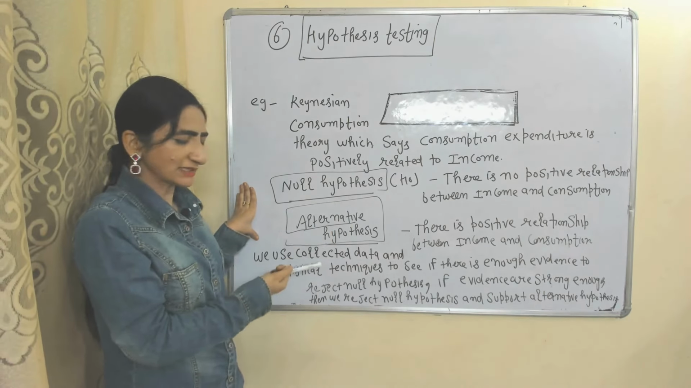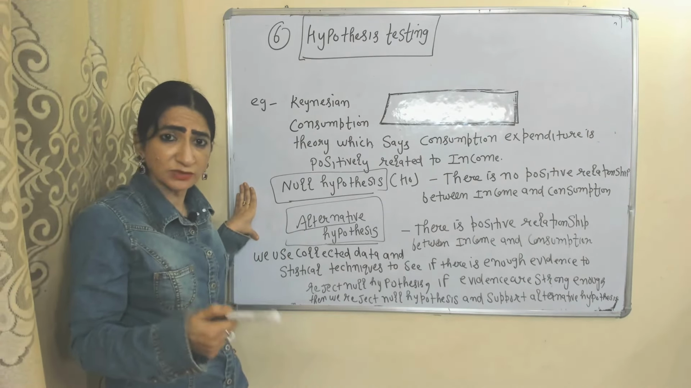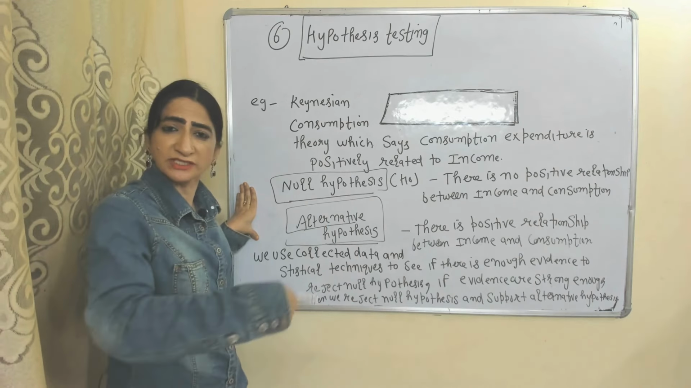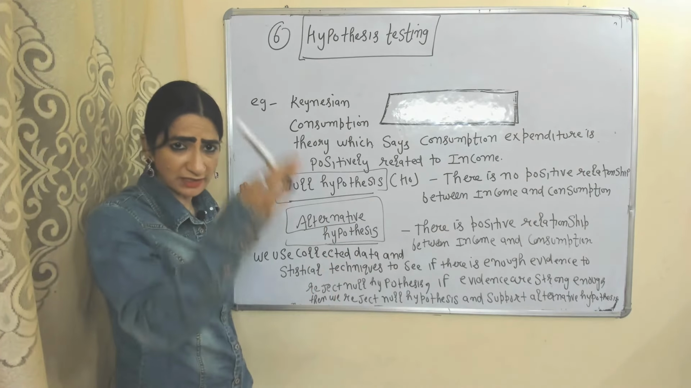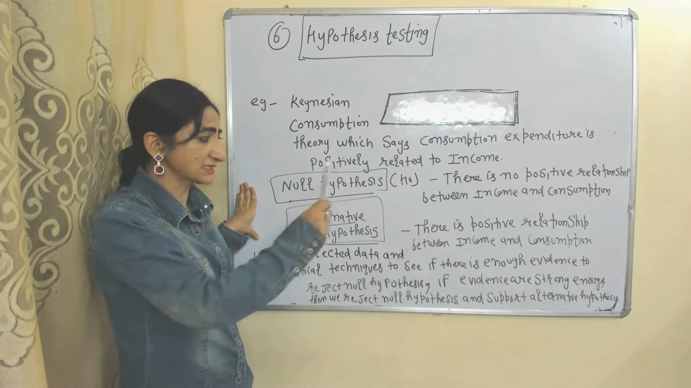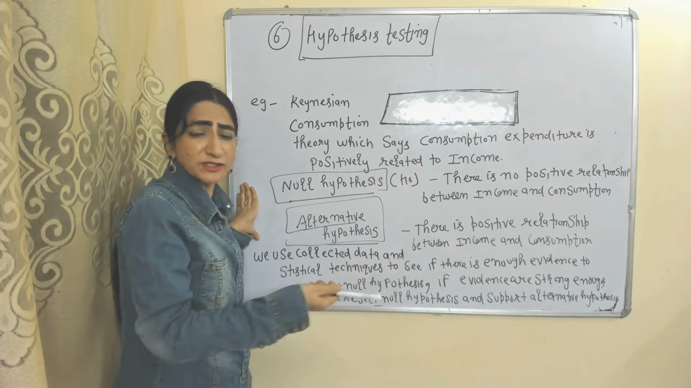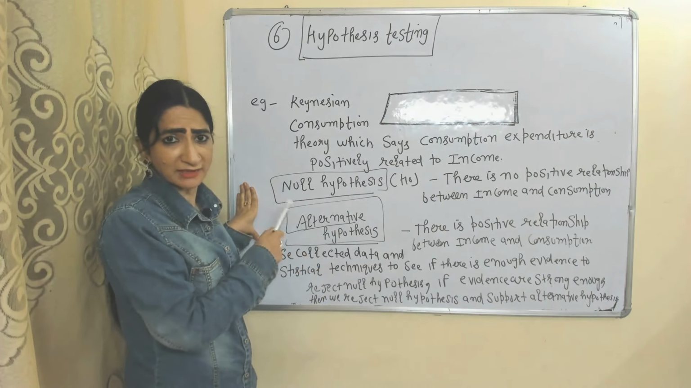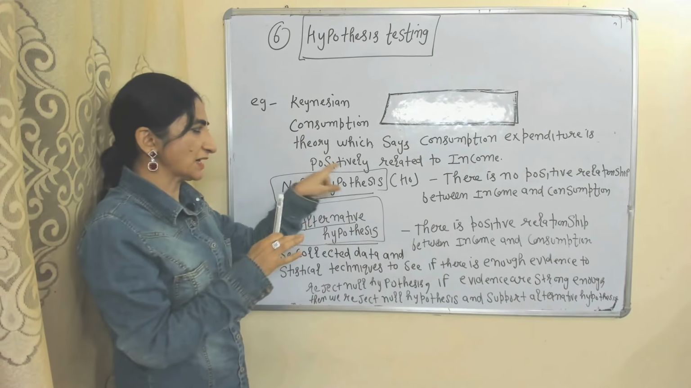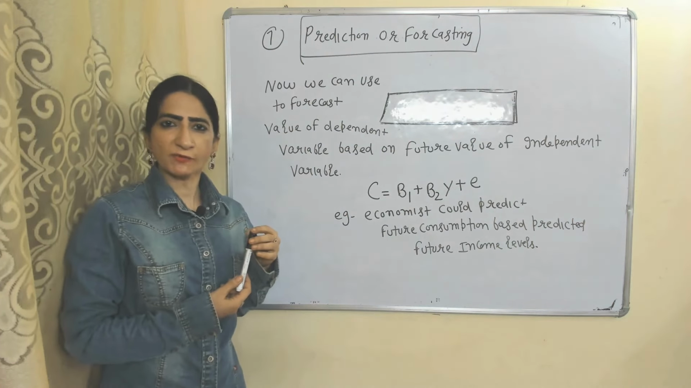We use collected data and statistical techniques to see whether there is enough evidence to reject the null hypothesis. If our evidence is strong enough to reject the null hypothesis, then we will reject it and support our alternative hypothesis, which states a positive relationship between income and consumption. If we support our alternative hypothesis, that means we have proved Keynesian theory, which says consumption expenditure is positively related to income.